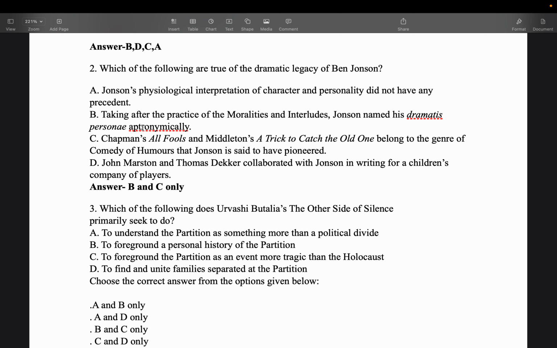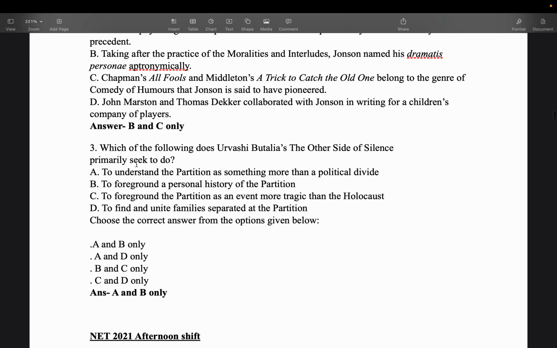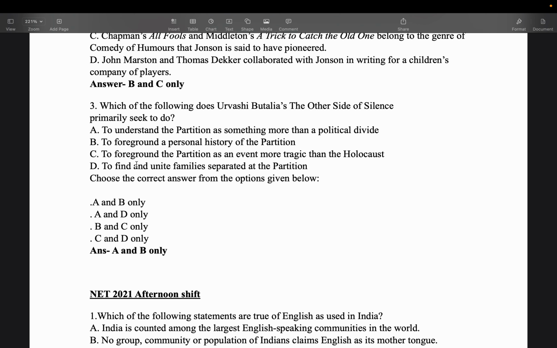Chapman's All Fools and Middleton's A Trick to Catch the Old One belong to the genre of comedy of manners. Chapman and Middleton did write comedy of manners. John Marston and Thomas Dekker collaborated with Jonson in writing for a children's company of players. No. B and C only is the answer. Okay? Some of these are difficult options, I know. There will be some difficult questions in the exam.